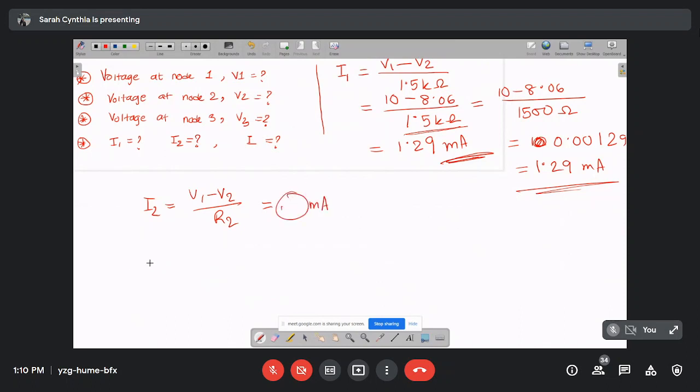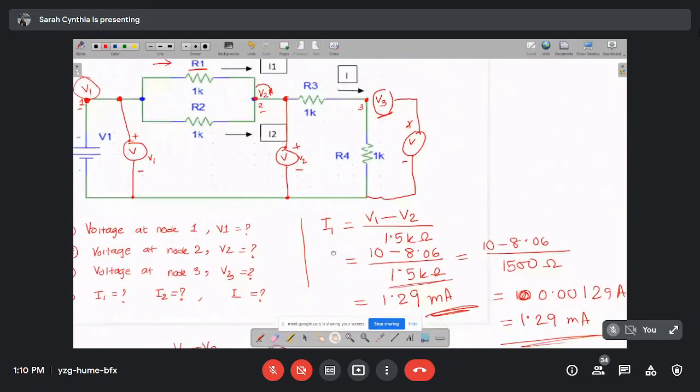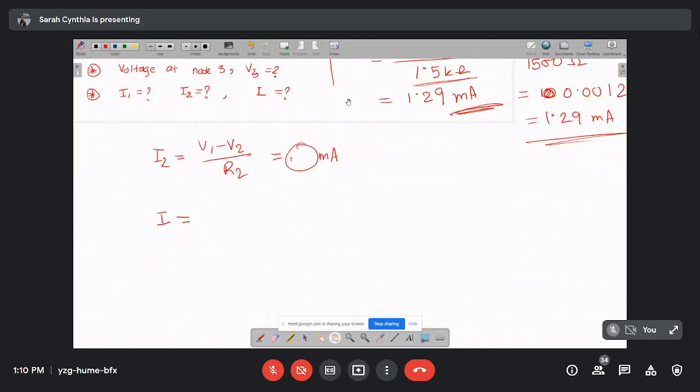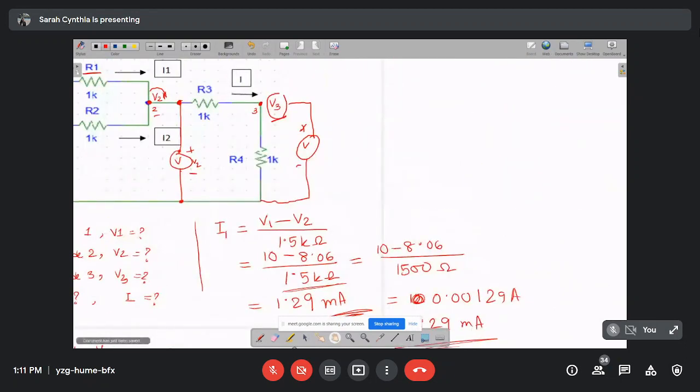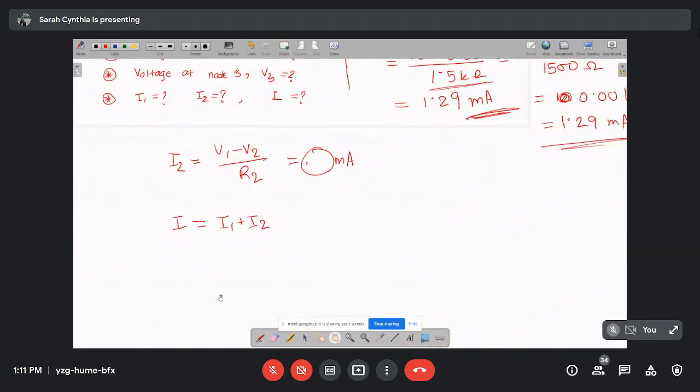Then we can solve I, the combined current. So we can solve it in two ways, right? We can solve it either using KCL, that is I is basically a combination of I1 plus I2, or we can also solve it using the node voltage, that is V3. So if I want to measure the current flowing through R4, I can use V3 divided by R4, right? So it will give us the combined current.